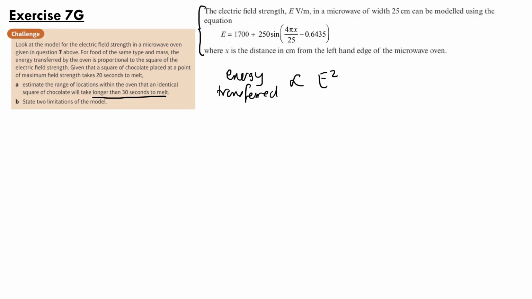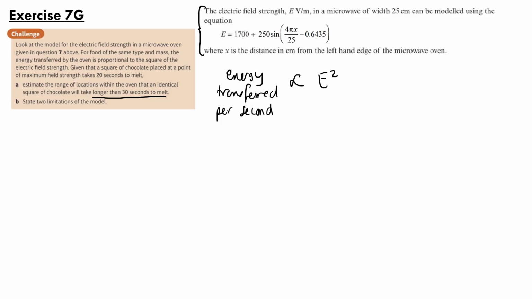Now, really, this energy transferred thing should be energy transferred per second. So the energy transferred per second, just to give it a time frame, so we know how long the energy is being transferred for, because obviously the energy transferred for 1 second is going to be different for the same microwave, everything else being the same, as it is for an hour. So it's probably more precise to say the energy transferred per second, so the rate of energy transfer, or the power, is proportional to the electric field strength squared.